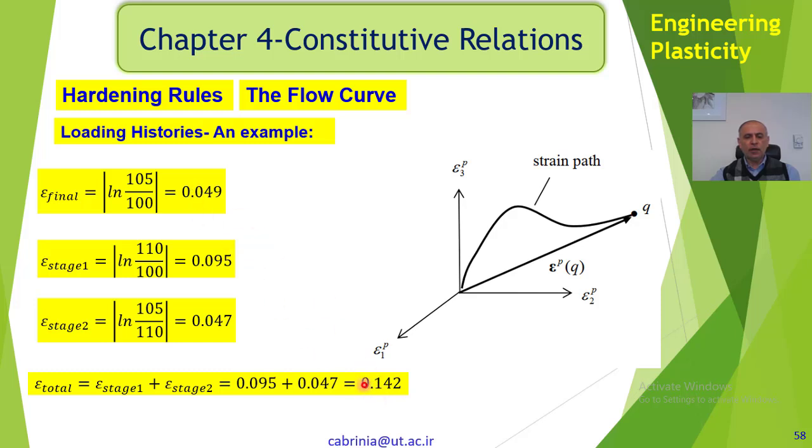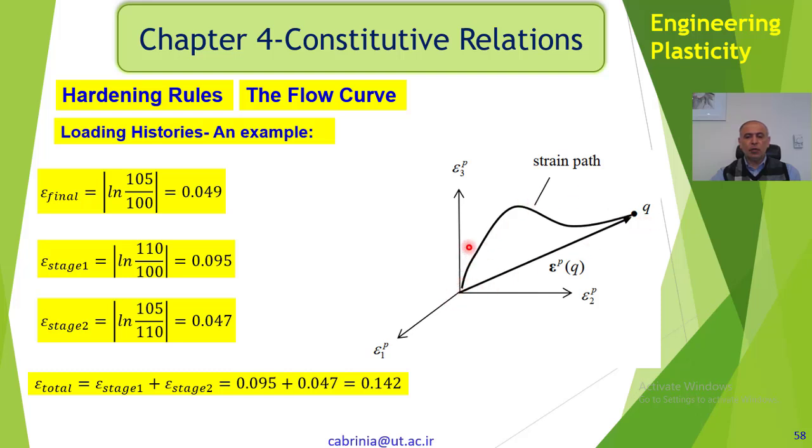As you can see, this is the right answer, 0.142. 0.049 is not correct. So that's the difference between this and that. And the statement that I made earlier in that slide, that if you put the Q in that equation, you won't get the right answer, is because of this. So now you understand what loading history and a strain path mean.